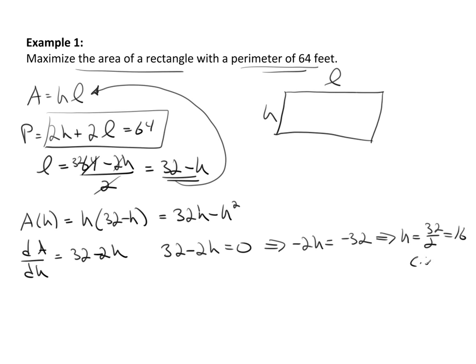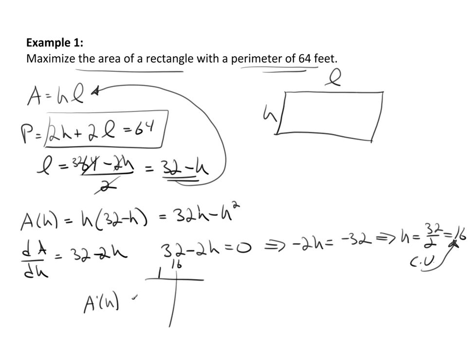So there is a critical value. As a matter of fact, it's my only critical value. So just by the nature of this problem, 16 has got to be what maximizes this. But I'm going to play it safe. I am going to check it. So I'm going to take a look at the first derivative, and I'm going to look at my critical value, 16. And I need a value less than 16. And obviously, h has to be between 0 and 64. So I'm going to pick 1, only because that makes evaluating the first derivative really easy.